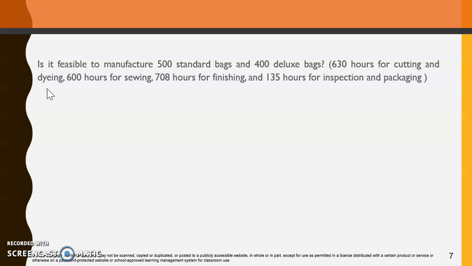So let's check this. We need to calculate first how much time we need with the cutting and dyeing, with sewing, with finishing, and with inspection and packaging departments to produce 500 standard bags and 400 deluxe bags, and see if any of these departments are violated in terms of time.